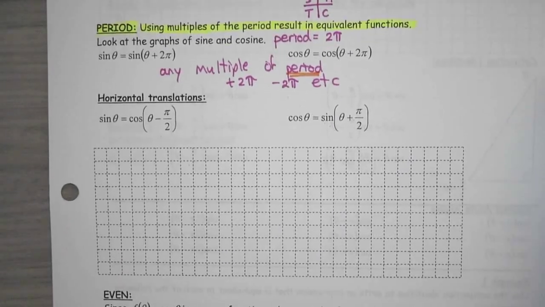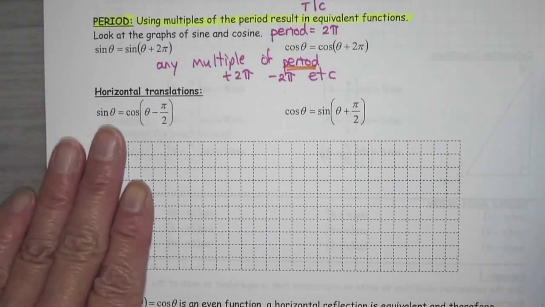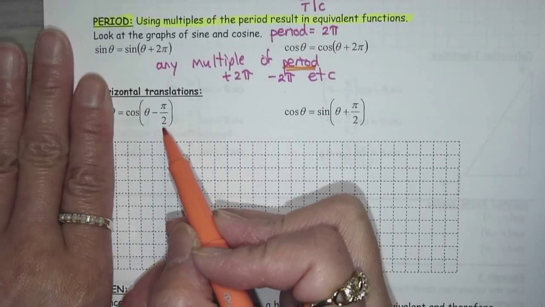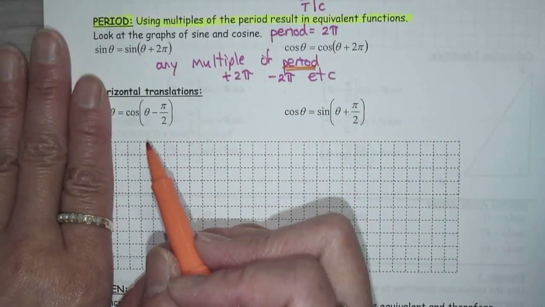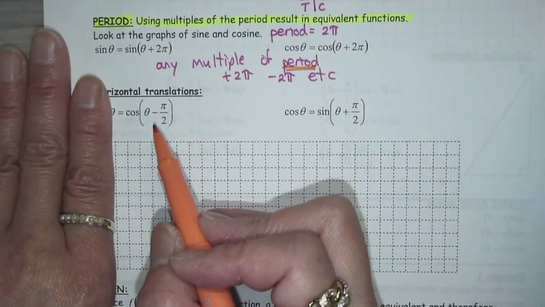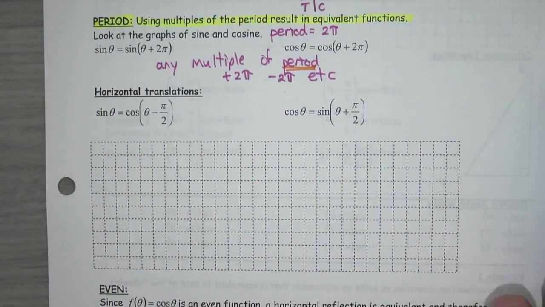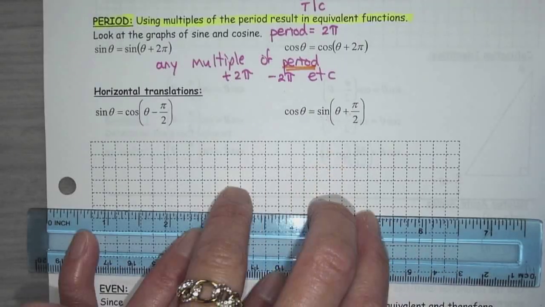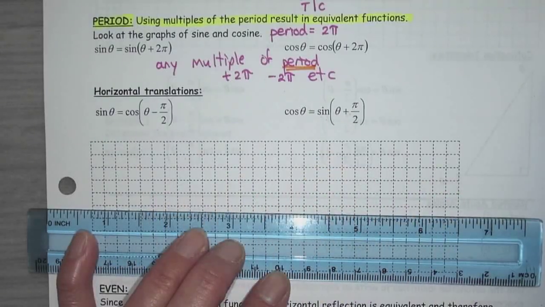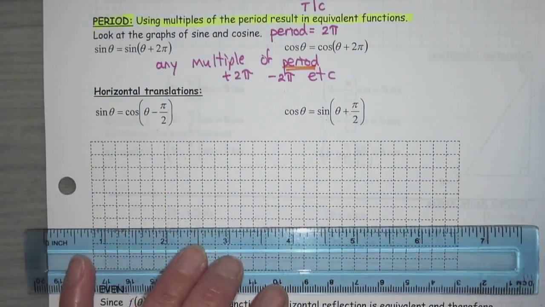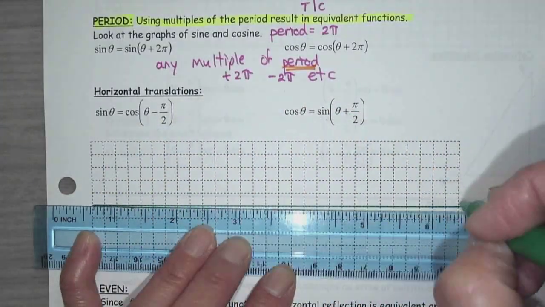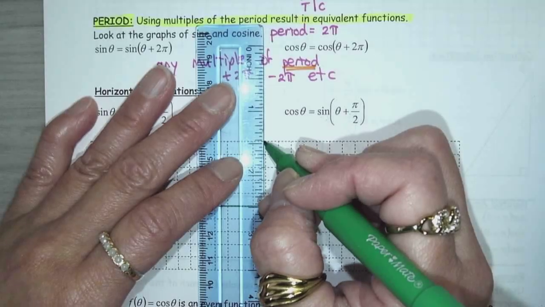Horizontal translation. So sometimes I'm going to ask you, are these equivalent? Or how can I simplify this? Is there a simpler way to write it? Pi over 2 is a nice translation. So in terms of horizontal translations, I'm going to graph them. So I'm going to graph both sine and cosine on the same grid, and we'll see that they're translations of each other. You already instinctually know this, right? Because we've graphed so many of them. They're exactly the same graph. So we know they're the same graph.